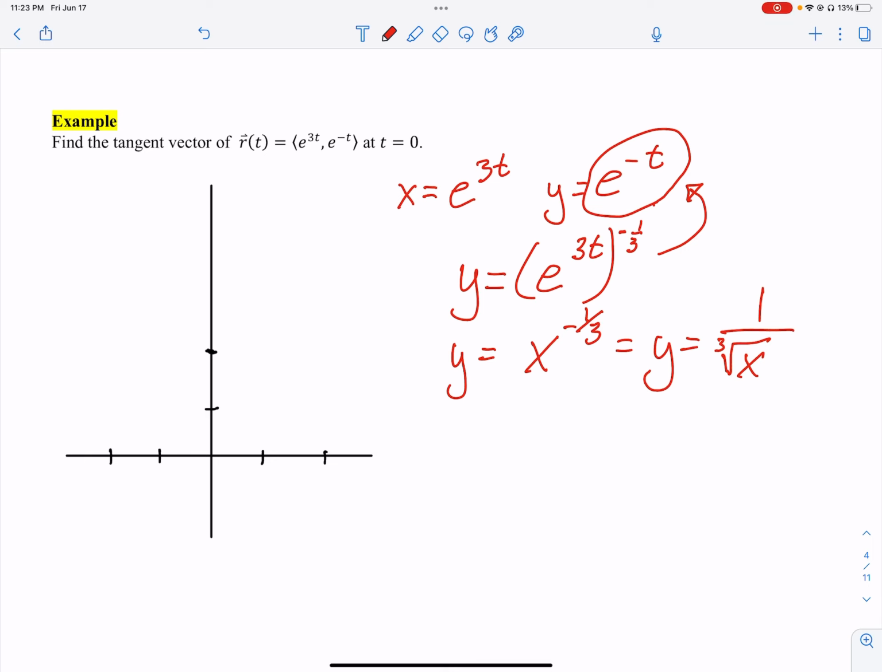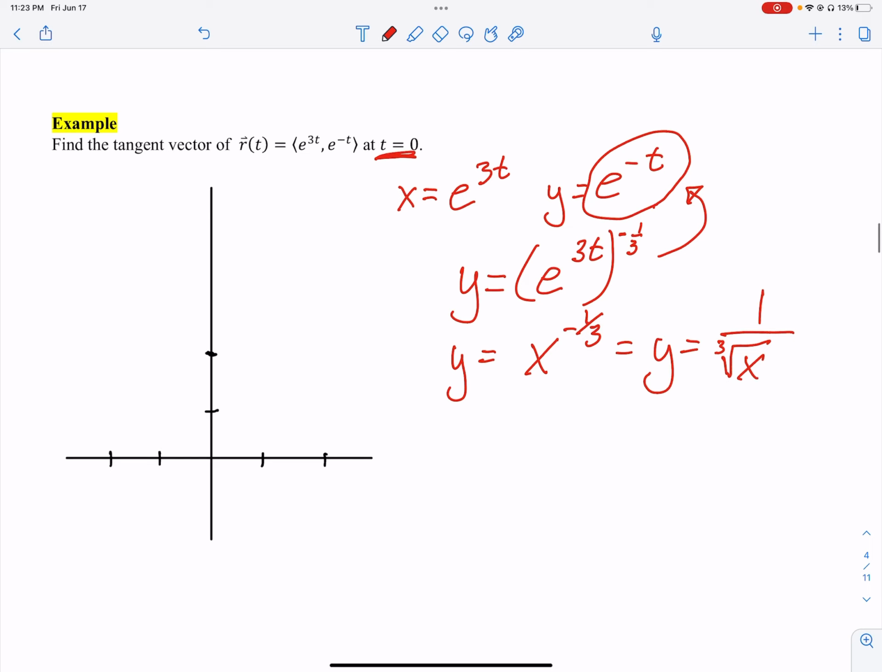Okay, the third root of x, we're going to have some graph, and we only care about after time equals 0, right? Time only gives us positive values of x because x is e to the 3t. I can't get a negative out of that anyway. So let's let this be a 1 and a 1 here, and we'll see in a moment what we're graphing.